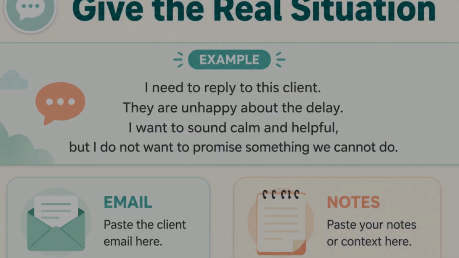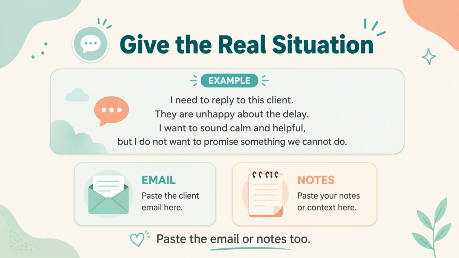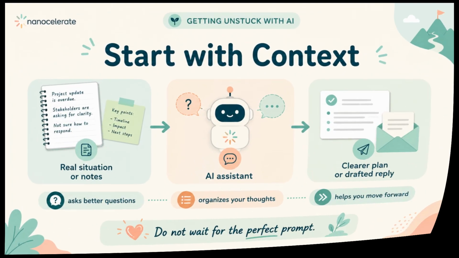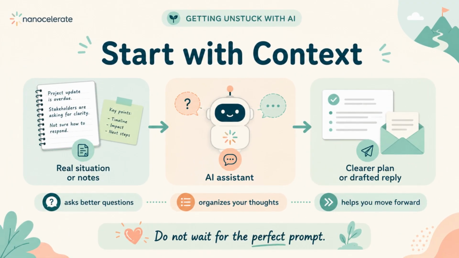For example, "I need to reply to this client. They are unhappy about the delay. I want to sound calm and helpful, but I do not want to promise something we cannot do." Then paste the email or notes. This works because AI does not need you to start perfectly. It just needs something real to begin with. Once AI sees the situation, it can ask better questions, organize your thoughts, and help you move forward. So, when you feel stuck, do not wait for the perfect prompt.